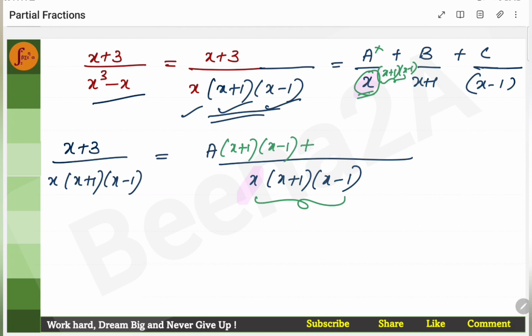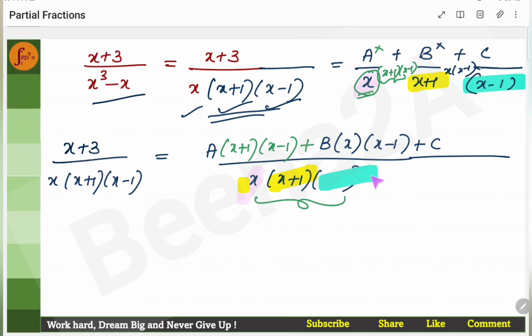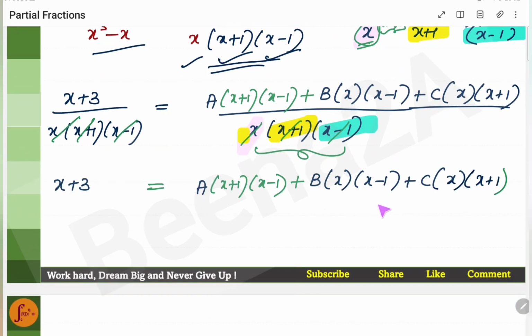Now, what should I multiply with b? I already have x plus 1, right? What is left out? X into x minus 1. But I have to multiply with the numerator, so b into x minus 1. Now c. Here I have x minus 1 and x minus 1. What is left out? X and x plus 1. So I'll multiply c with x and x plus 1. Now the denominators will get cancelled because they are the same. So here's the expression.